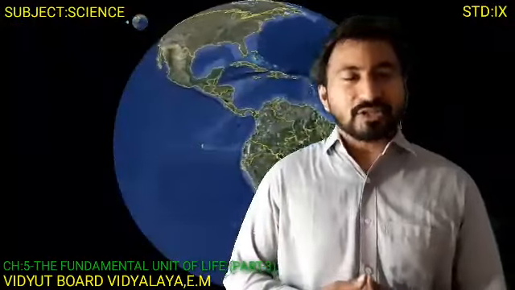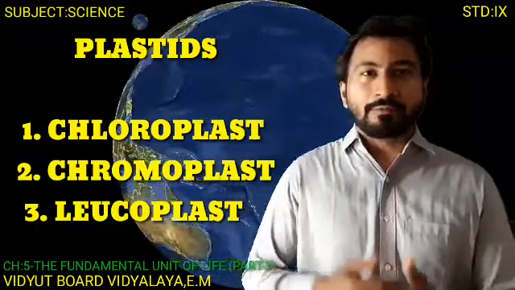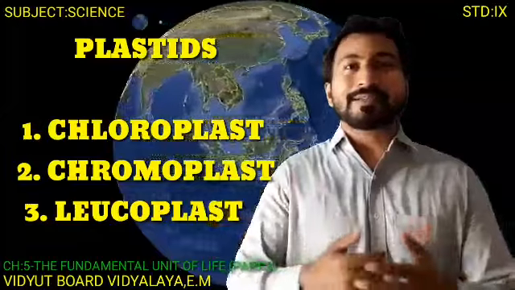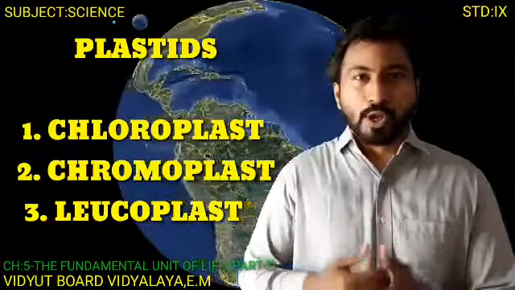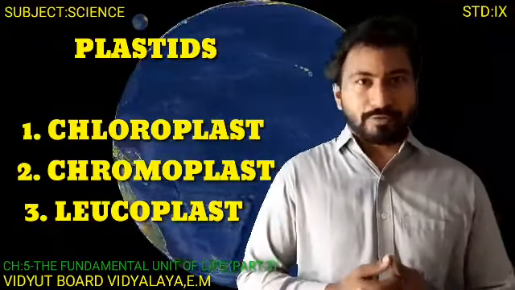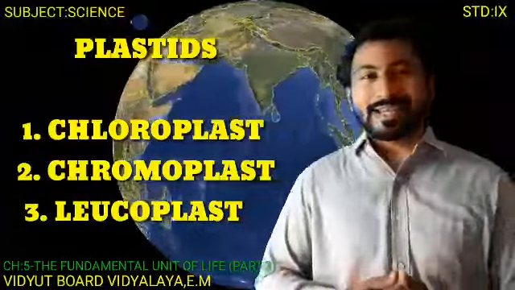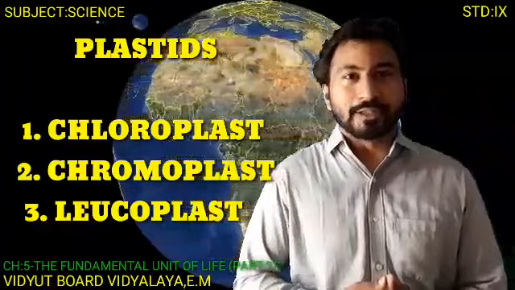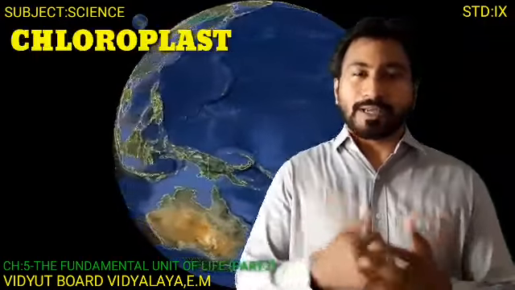Now moving on to the next organelle, that is the plastids. Now these plastids are ultimately responsible for giving various sorts of colors to the flowers, fruits, and to the leaves also. How do they do so? So there are three major types of the plastids: the chloroplast, the chromoplast, and the leucoplast. So talking about the first one, that is the chloroplast.